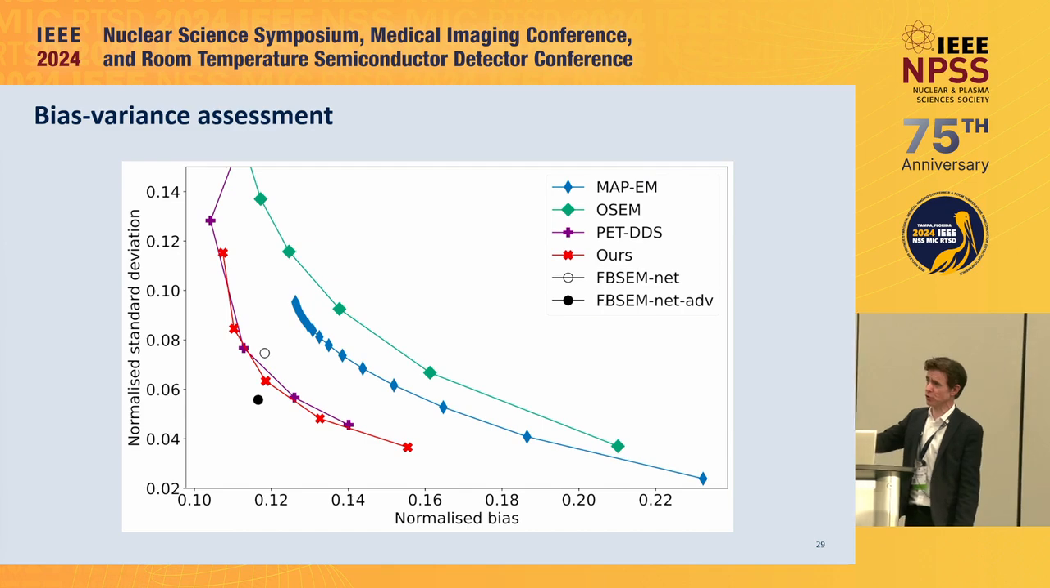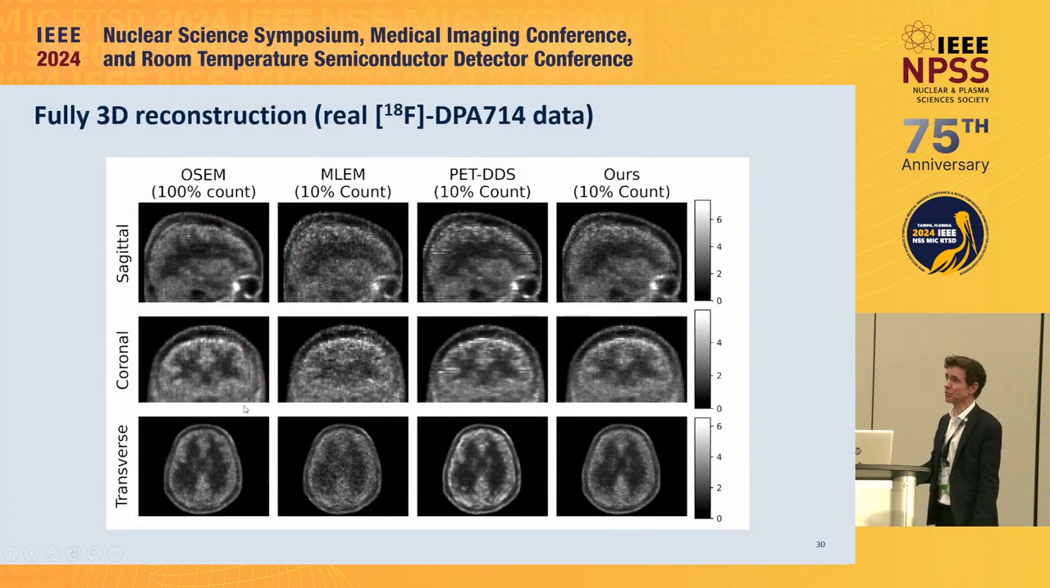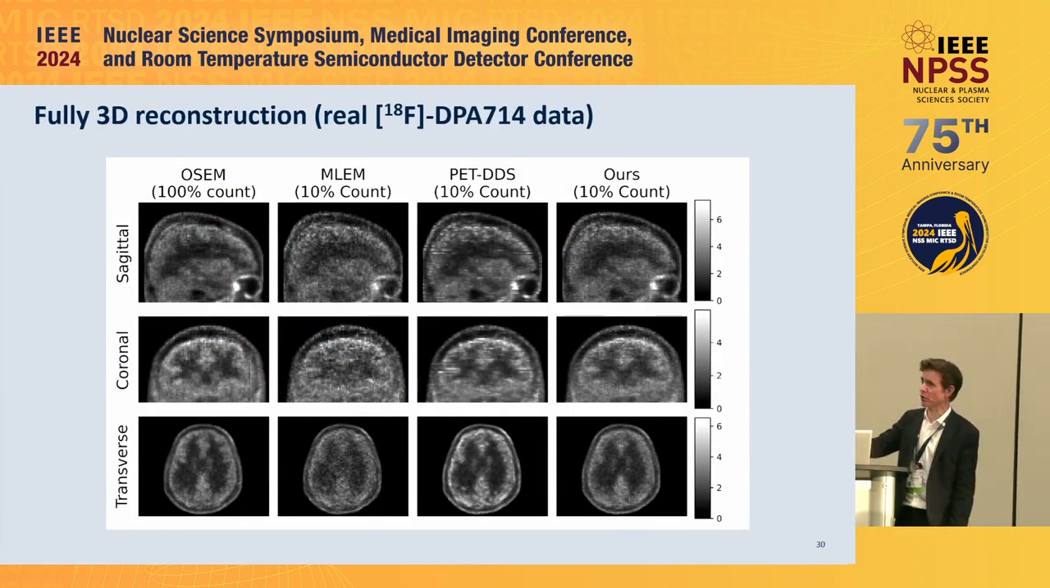And the bias-variance trade-off just shows us that these methods sit nicely down here, beating the model-based methods, but not doing quite as well as the high number of trainable parameters in FBSEM-Net. Okay, those are example reconstructions, very rapidly.